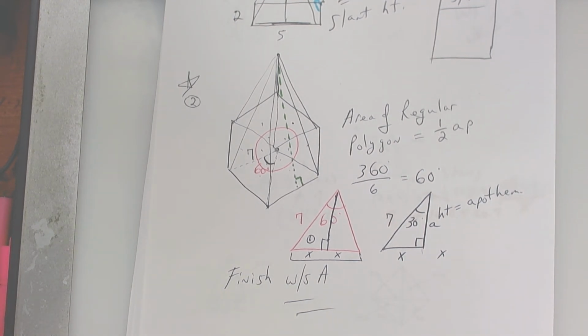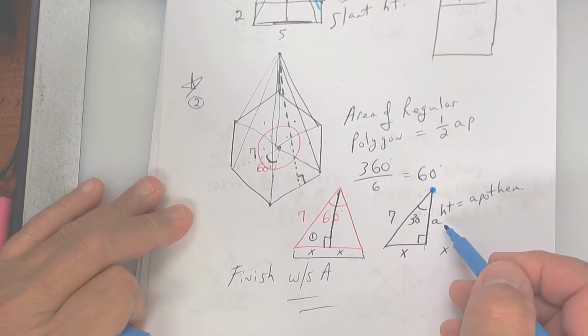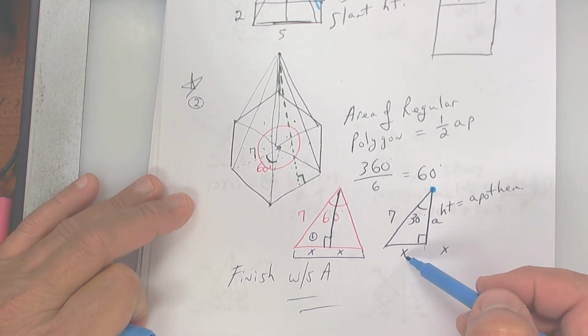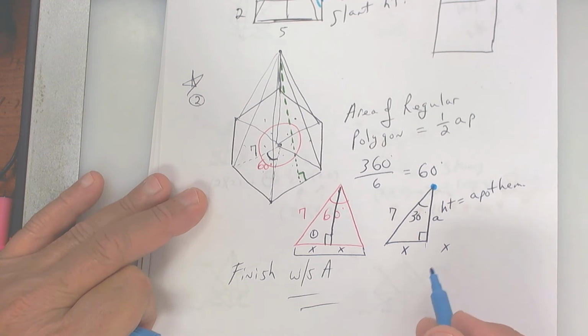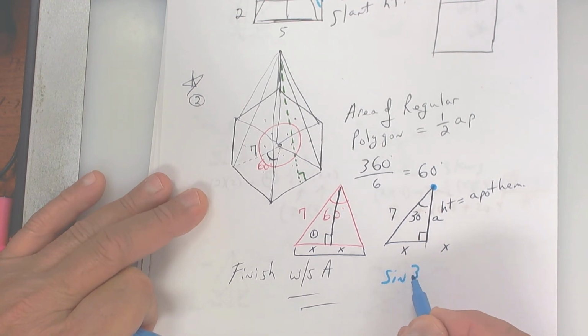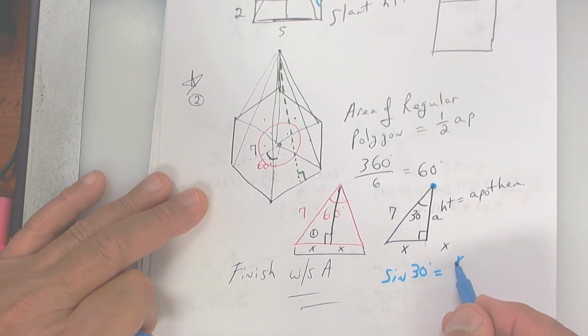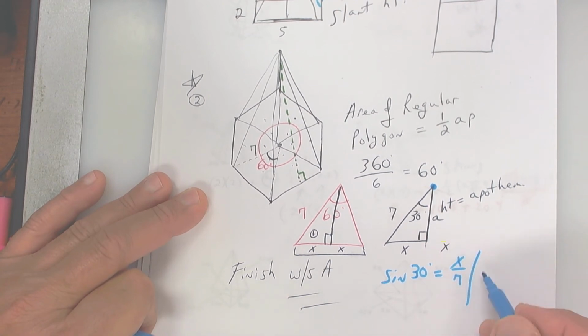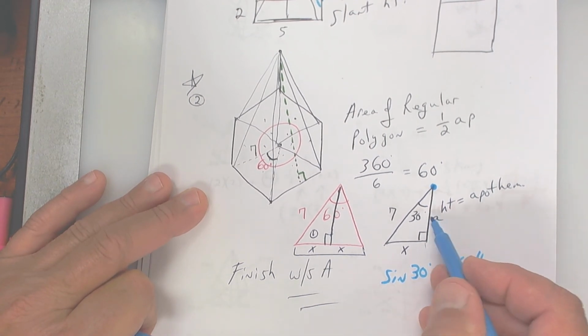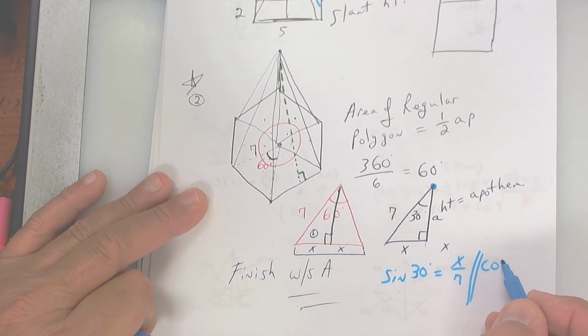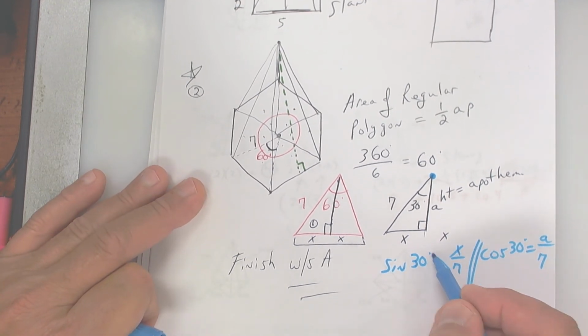All right, anyhow, we're going to use trig. We're going to stand right here, and we need x and we need a. So it's going to be opposite over hypotenuse. So it's going to be the sine of 30 degrees is equal to opposite over hypotenuse. That's one formula. And we also need a, which is adjacent over hypotenuse. So it's the cosine equals adjacent over hypotenuse.